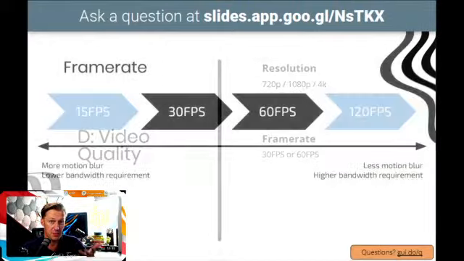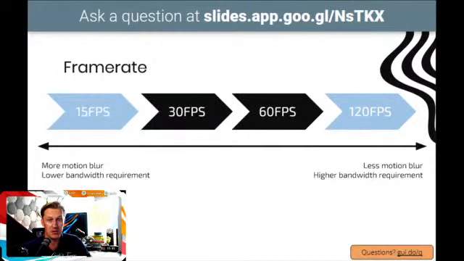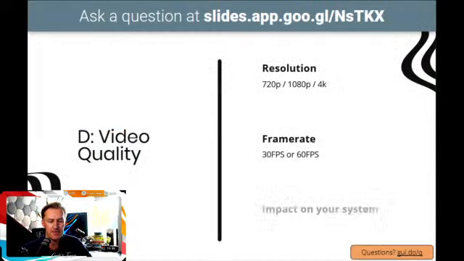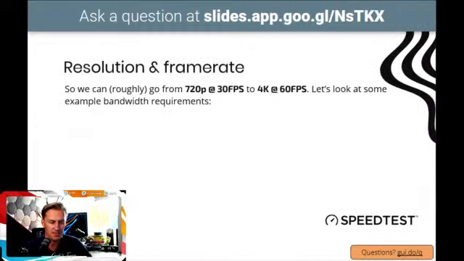Oh yeah, and by the way, if you go to 60, that practically doubles the required bandwidth. So the impact on your system is also something that you need to consider, especially if you're doing this locally. Think about both the encoding and the bandwidth that you need for this. So roughly, if you combine them, you can go from 720p 30 to 4K 60.